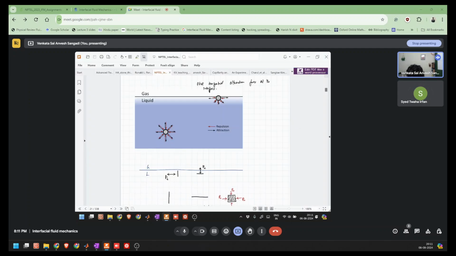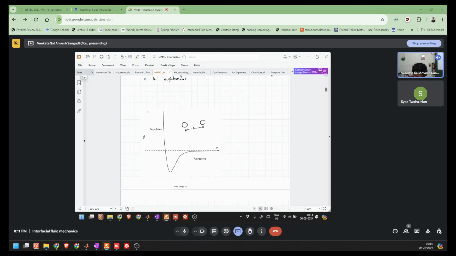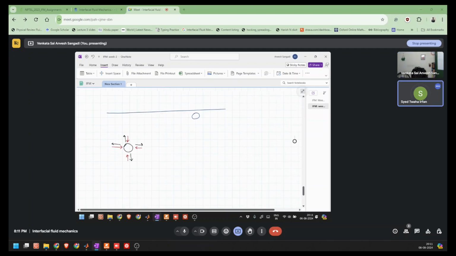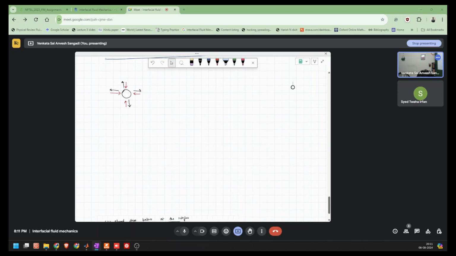Okay, if I try and understand, one second. Does this graph make sense to you? No, not really yet. Okay, okay. So first we'll, yeah.